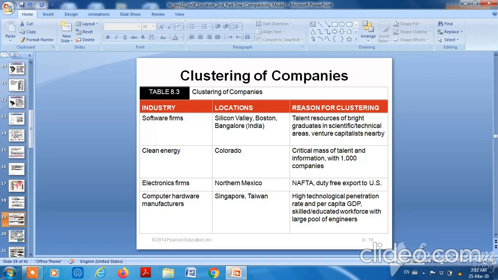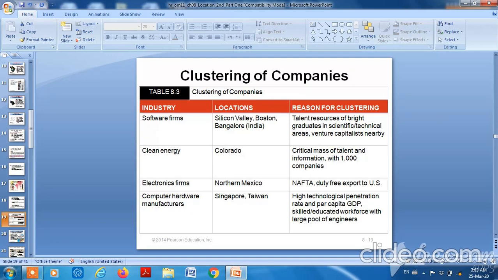Clean energy, you can find this industry in Colorado. Reason for clustering: critical mass of talent and information with 1,000 companies. Electronics firms, you can find these firms in northern Mexico. Reason for clustering: NAFTA, duty-free export to the US.